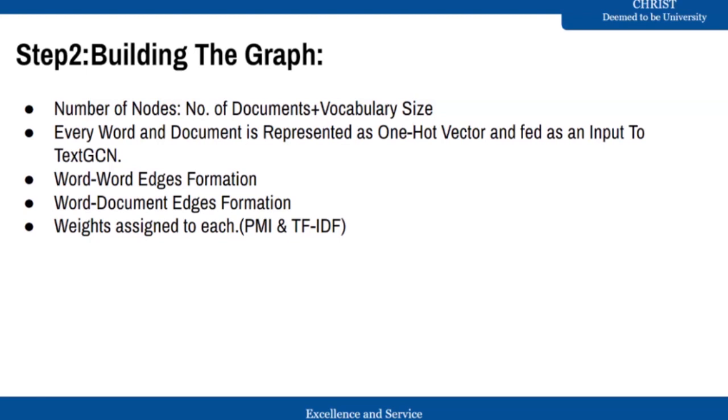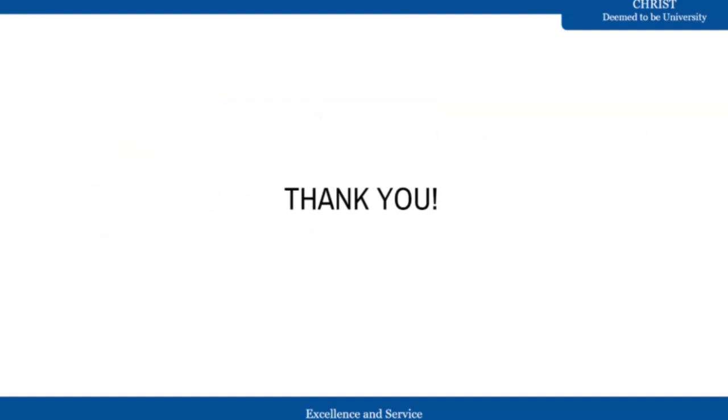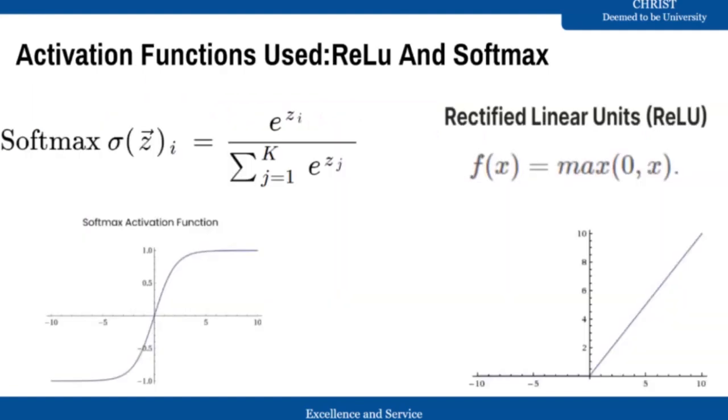The weight between a document node and a word node is the term frequency-inverse document frequency of the word in the document, where the term frequency is the number of times the word appears in the document, and the inverse document frequency is the logarithmically scaled inverse fraction of the number of documents containing that word. We also used pointwise mutual information, that is PMI, to calculate the weights between two word nodes. So we used two functions.